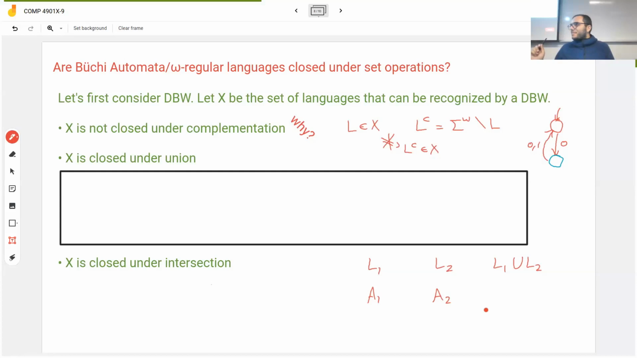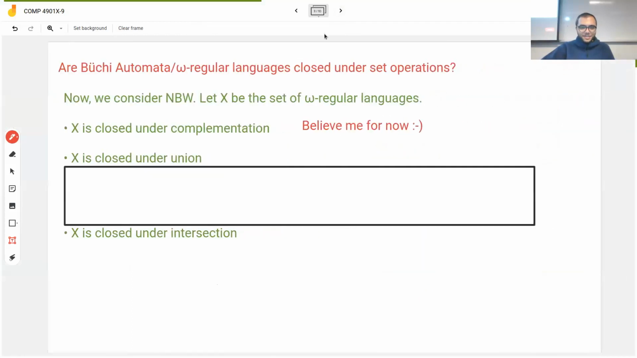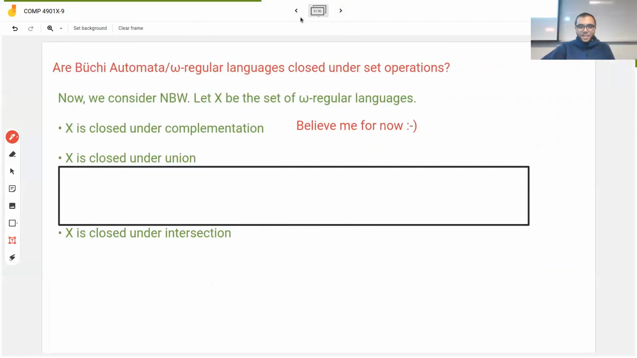Okay, let me ask you the same thing for non-deterministic automata first. For non-deterministic automata, first of all, they're also closed under complementation, but for now you have to just believe me on that. But they're also closed under union. So if I have a language L1 that is recognized by a non-deterministic automaton A1, and another language L2 that is recognized by A2, how do you create an automaton that accepts L1 union L2?